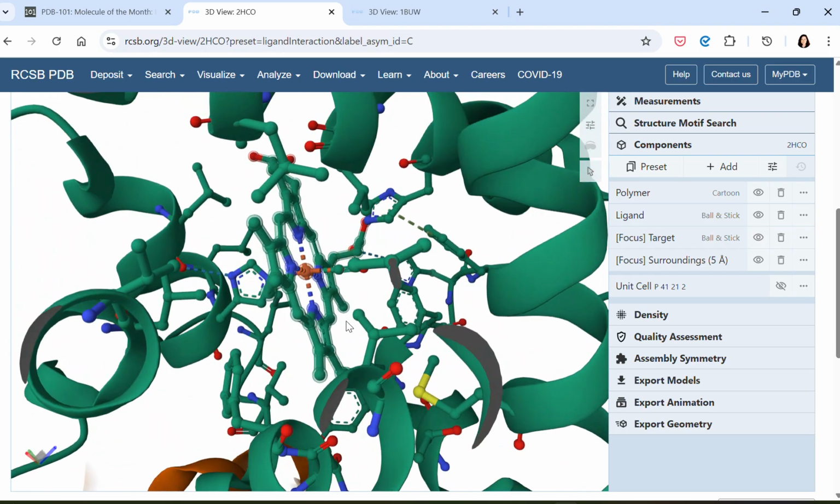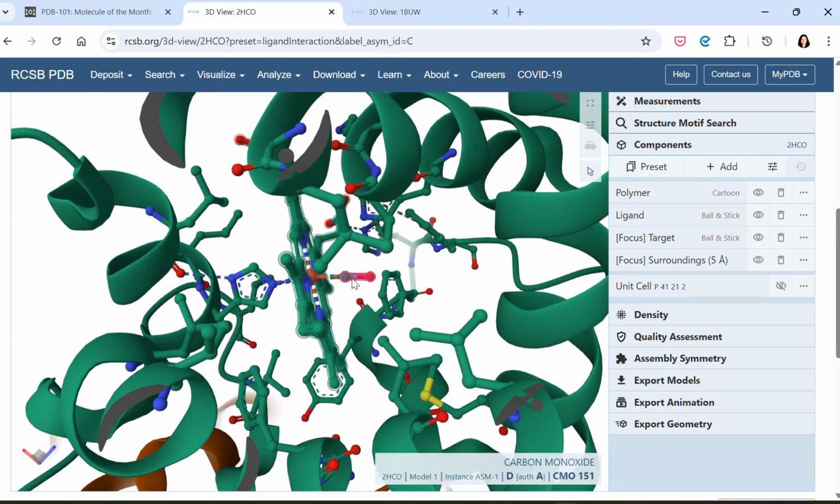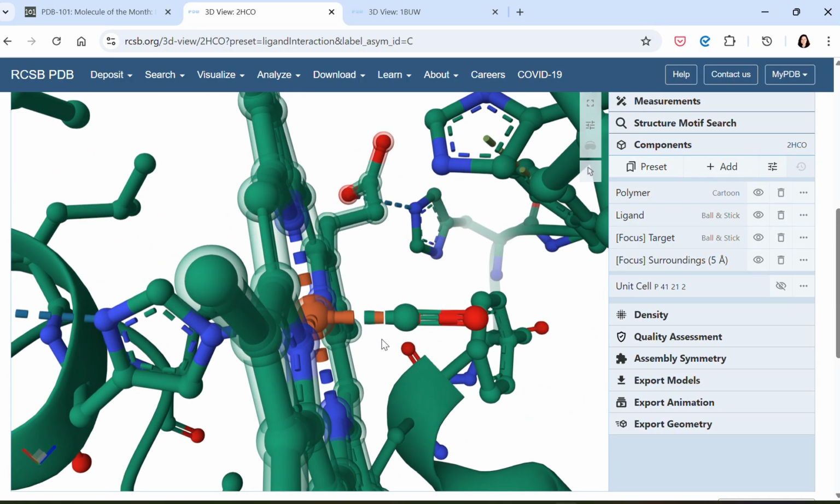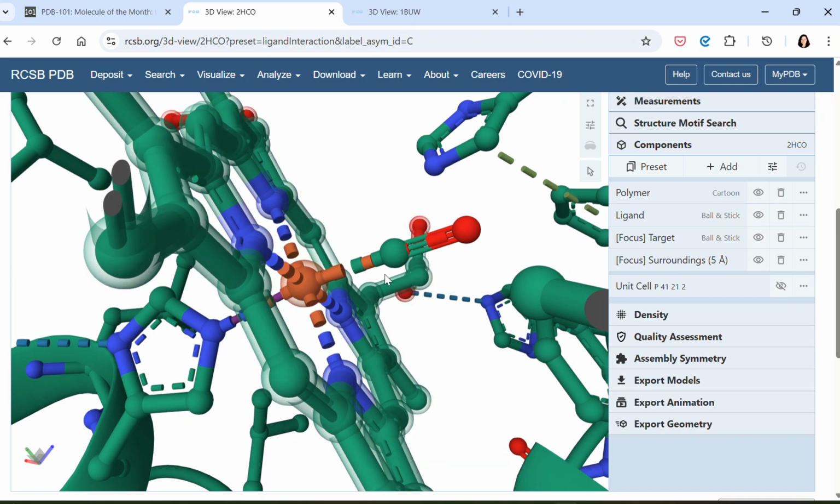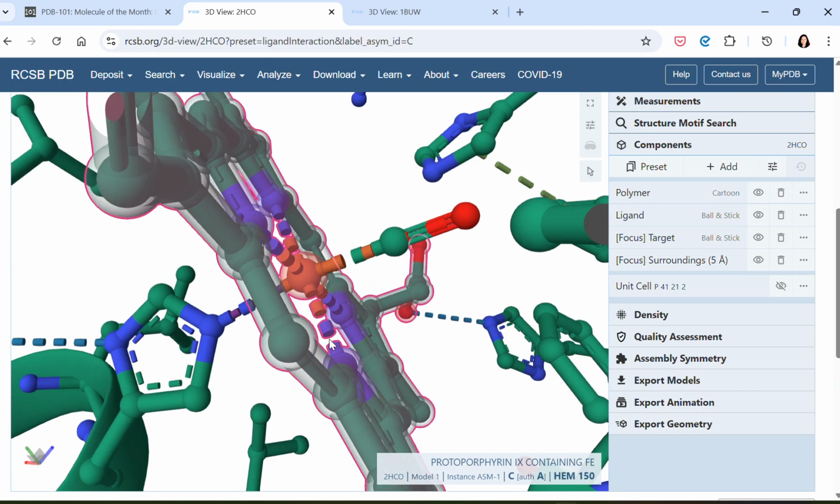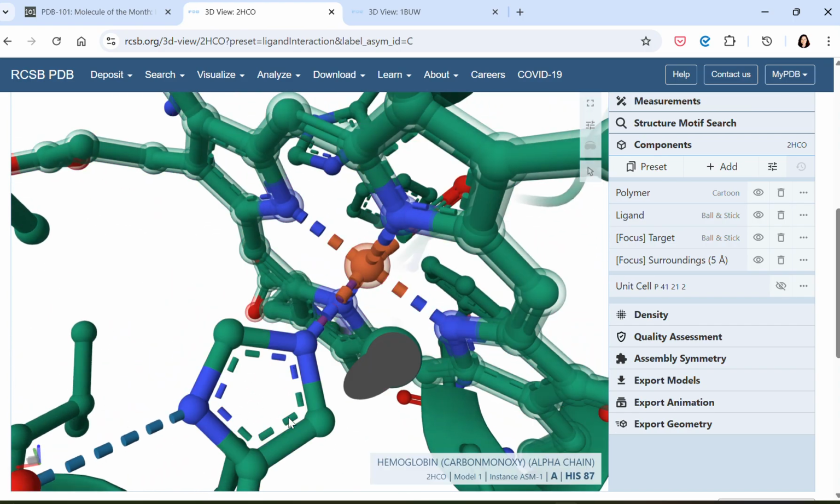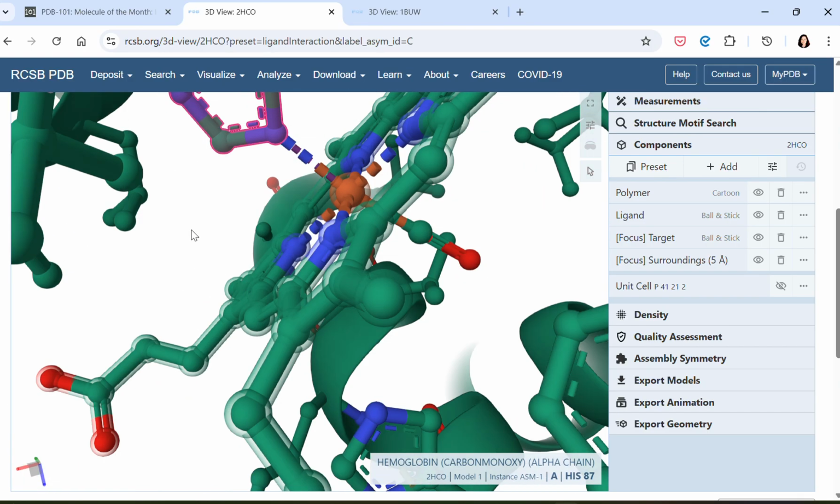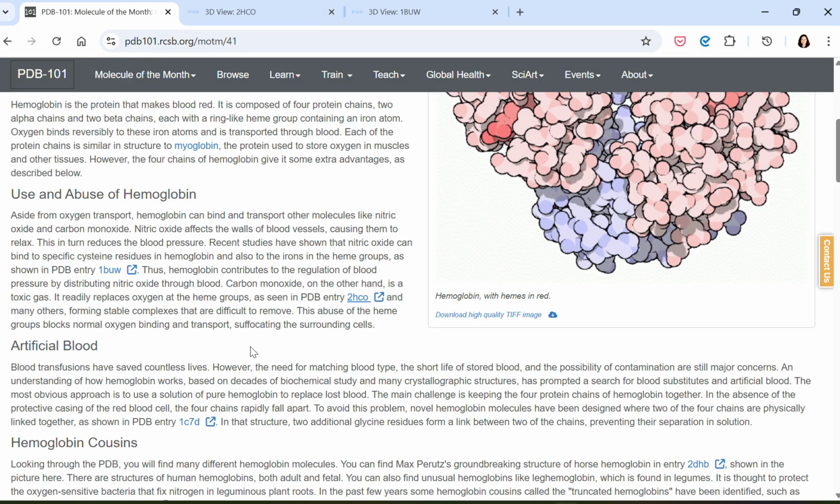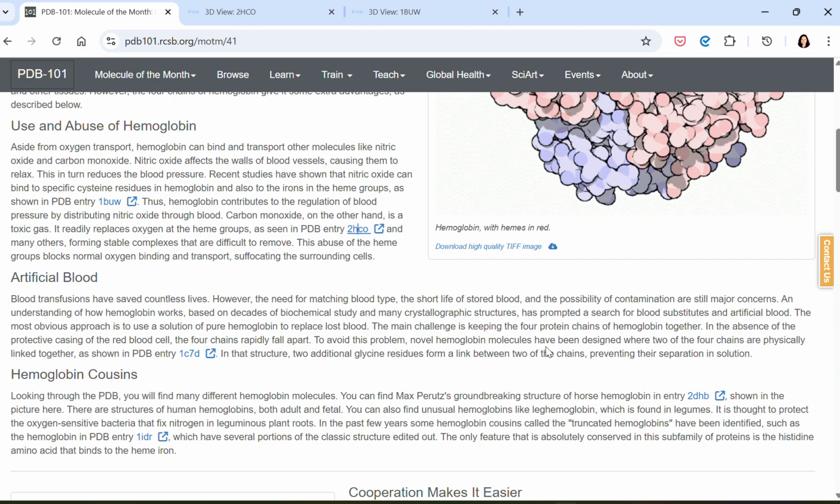Again, the porphyrin ring. Can get a close-up. Carbon monoxide. We can see the histidine's resonance structure in here, the distribution of the double bond, and again, hydrogen bonding. So here we go back.